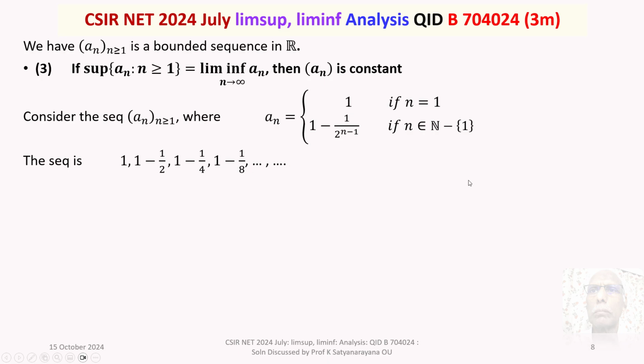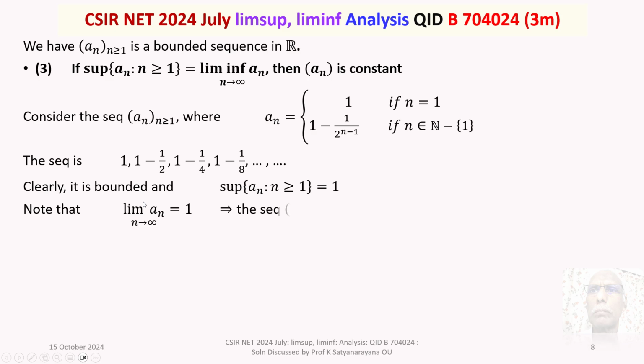And it is a bounded sequence. Bounded above by 1, bounded below by 0. Clearly, it is a bounded sequence. And the supremum of a_n is 1. Yes, supremum of a_n is 1. Note that limit n tends to infinity of a_n is limit n tends to infinity of 1 minus 1 by 2 to the power of n minus 1. That is 1, because limit n tends to infinity of 1 by 2 to the power of n minus 1 is 0. Thus, note that limit n tends to infinity of a_n is 1.